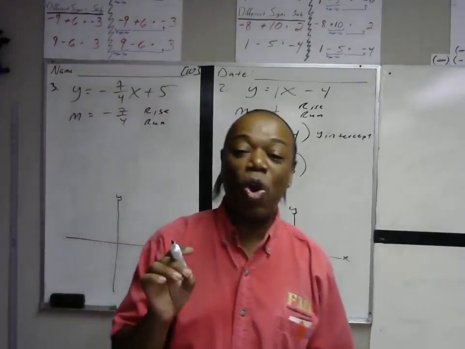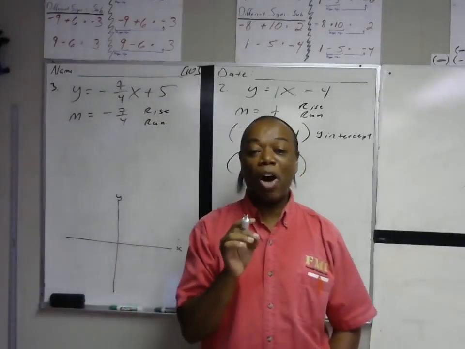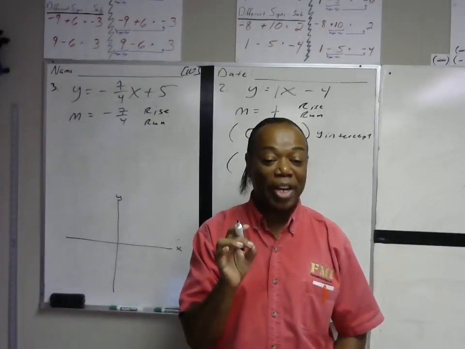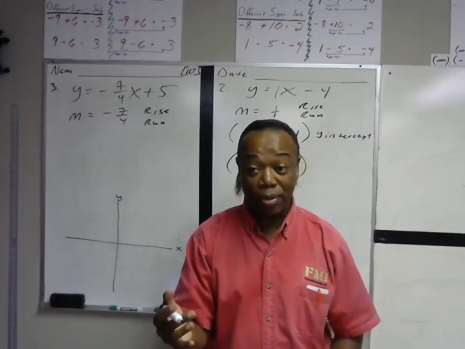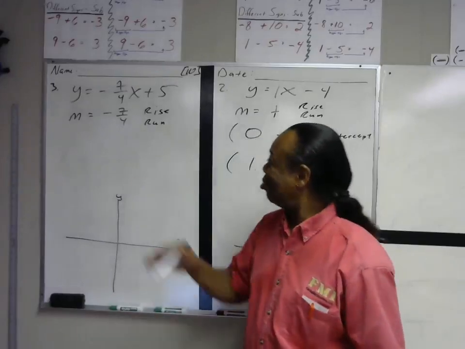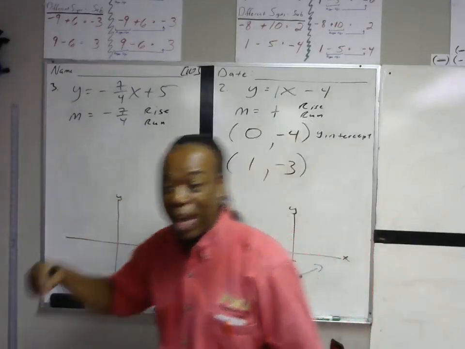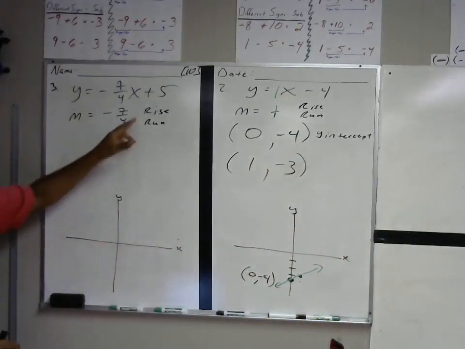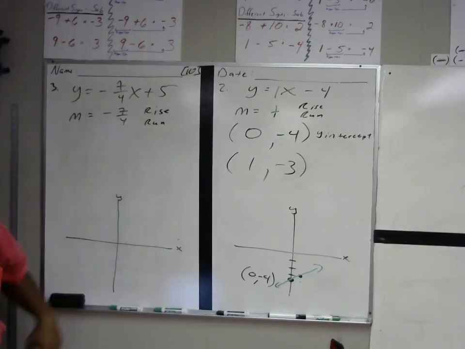Class, I just wrote rise over run, but because of the negative, I'm going to treat it like a fall over run, a fall. So be prepared when I go down instead of rising. Even though it says rise, I'm going to fall.